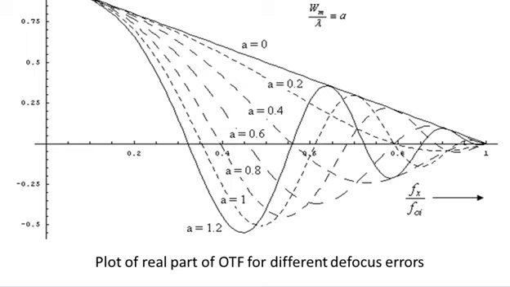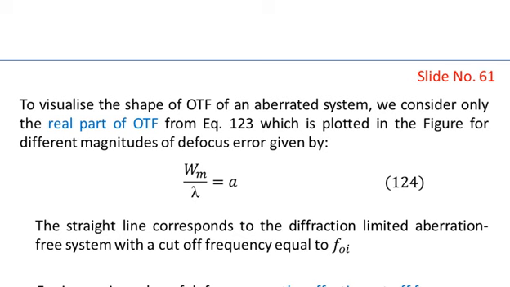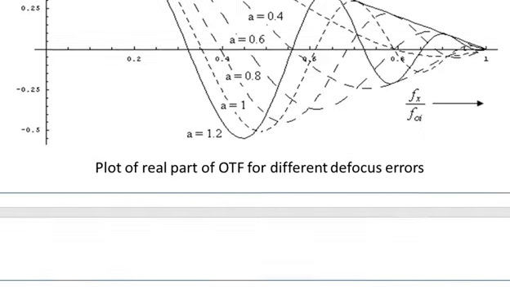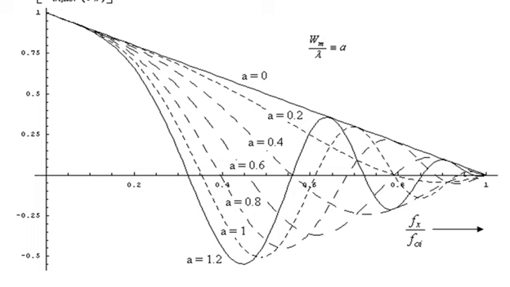Let's read the statements relevant to this figure. To visualize the shape of the OTF of an aberrated system, we consider only the real part of the OTF from equation number 123, which is plotted in the figure for different magnitudes of defocus error given by Wm over lambda equal to A, as in equation number 124. So we have used different magnitudes of defocusing error in this figure. As you can see, we have drawn for A equal to 0, A equal to 0.2, and up to A equal to 1.2.